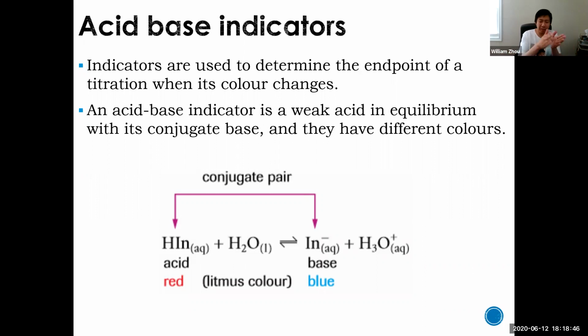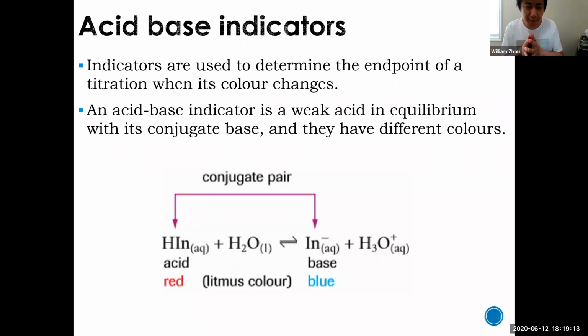Okay, if you have the hydrogen, you're the acid, you're red. I'm talking about litmus. If you lose the hydrogen, it becomes the conjugate base. Well, now you're blue. In this equation, the IN stands for indicator. Okay, that represents the rest of that molecule. This is a huge molecule. The H in the beginning is the hydrogen that you can lose. So you can see that it is a conjugate acid-base pair.